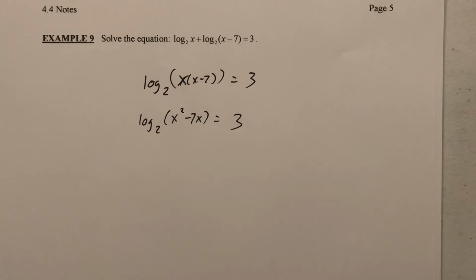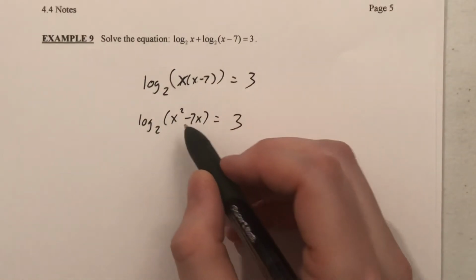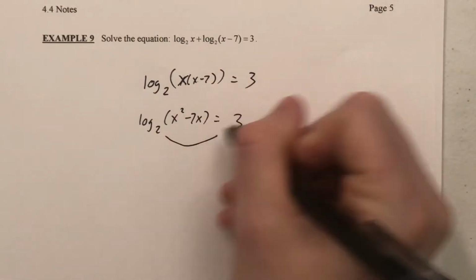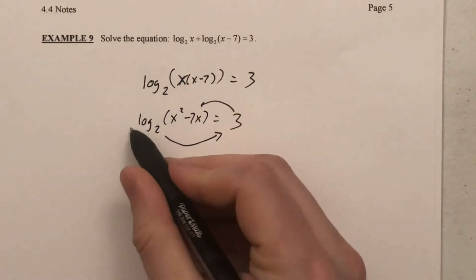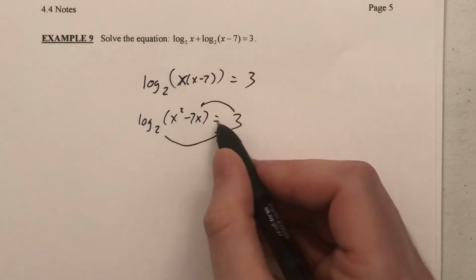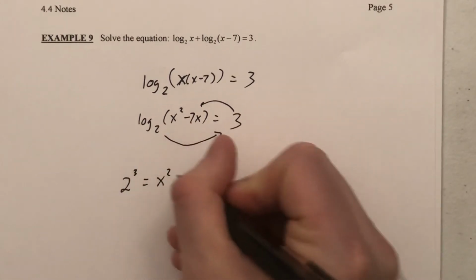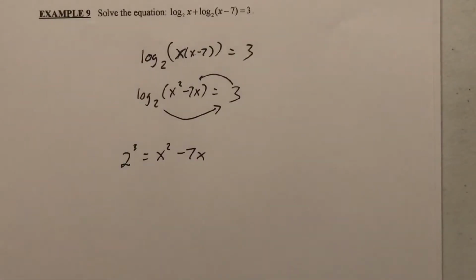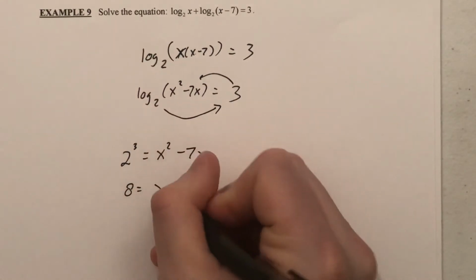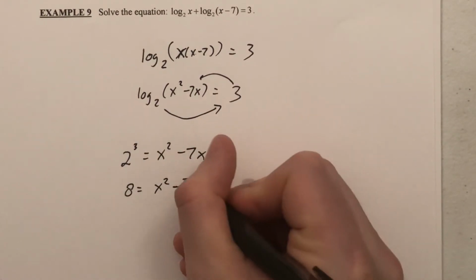To get to that form, now it is still the case that our x is trapped inside the logarithm, but now we can use our cycle. Now we have log base b of something equals something. Use the cycle. 2 cubed equals x squared minus 7x. So 8 equals x squared minus 7x.